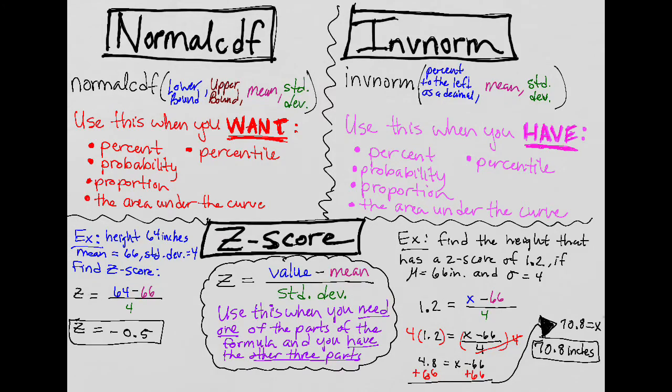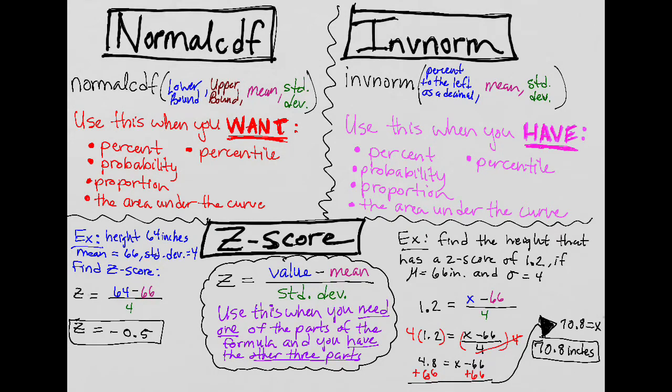All right, so for the quiz and eventually the test, this is basically the information you need to know so far. So know that to use a normal CDF, you have to put in a lower bound and upper bound, the mean and the standard deviation. So you would set it up like this in your calculator. This is also your work, so make sure you are writing what you're putting in the calculator. And remember, you use this when you want a percent, percentile, probability, proportion, or the area under the curve. So this is what you use when you want those things.